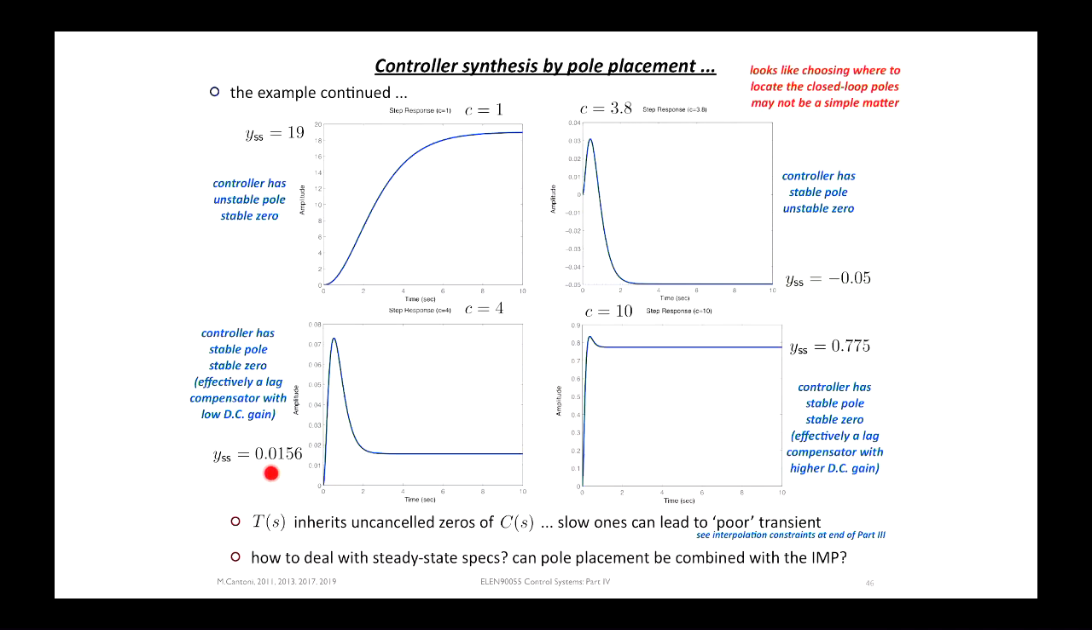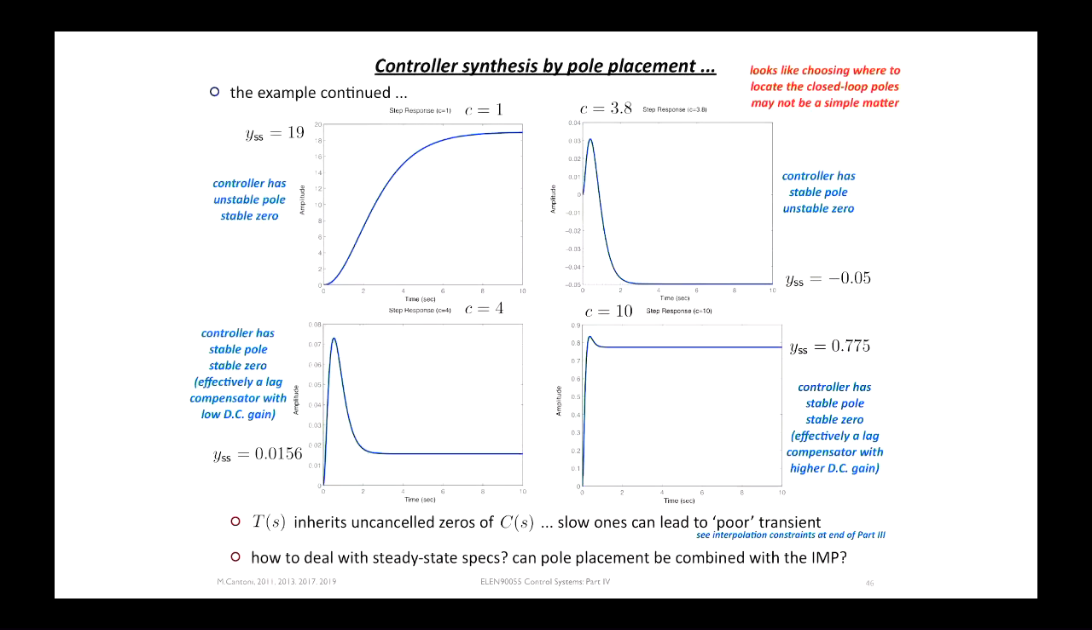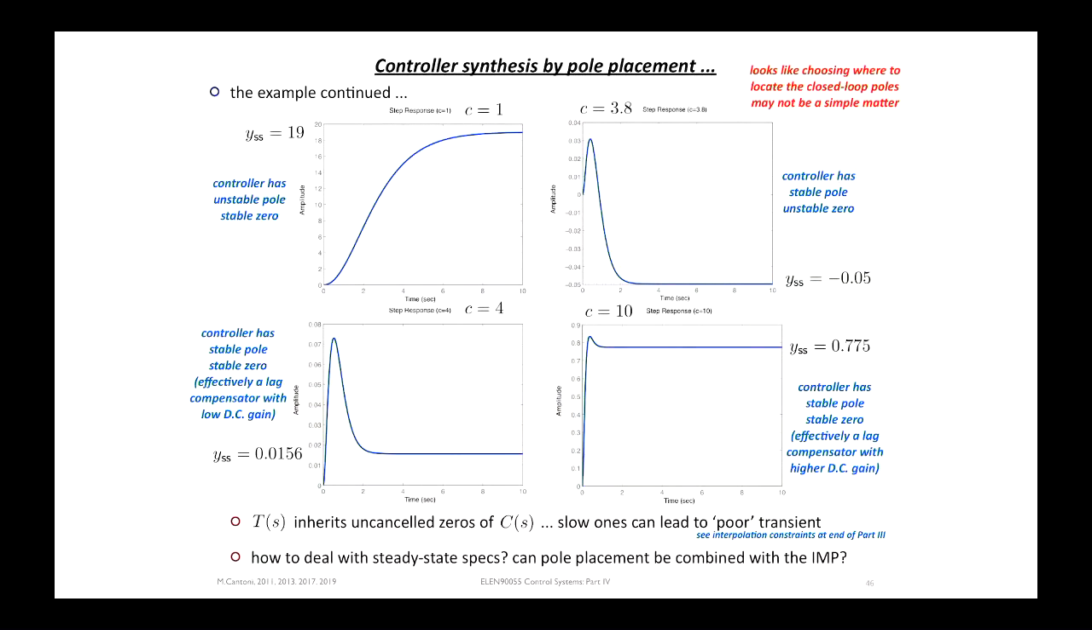This is choosing C to be 4. Your controller here has the form of a lag or a lead compensator. It turns out that for this particular choice, you end up with the pole of the controller being closer to the imaginary axis than the zero, so that's like a lag compensator, but it has very low gain. And so you see that the steady state response, instead of being at 1, is about 0.015. Again, not very good tracking performance.